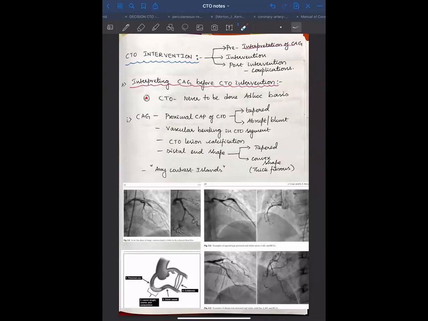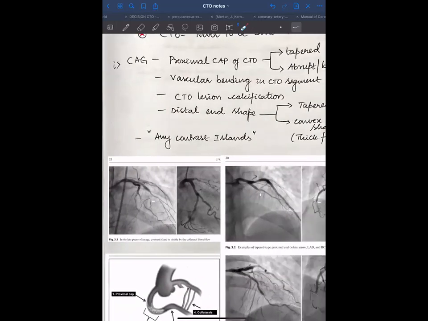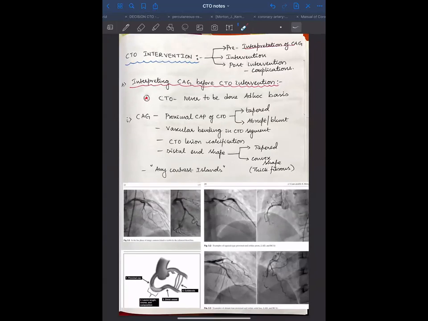And also one should make note of any contrast islands. So the contrast islands, as we can see here, this is a CTO of an LAD. As we can see here, we can see a contrast island here. They say that if there are contrast islands, then the antegrade technique can be successful in more than 90% of the times. So one should make a very astute observation of whether there are any of such.